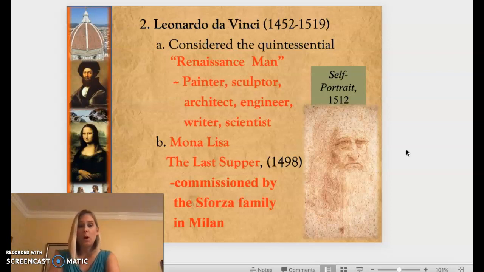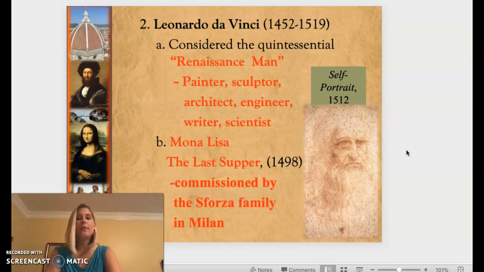Some of his famous works, if you look at your little B on your typed outline, we know, of course, the famous Mona Lisa. More about that one in just a moment. So you might want to just leave some room to write a couple of details about that painting. And then the painting titled The Last Supper, which again, I will go over separately in a moment.